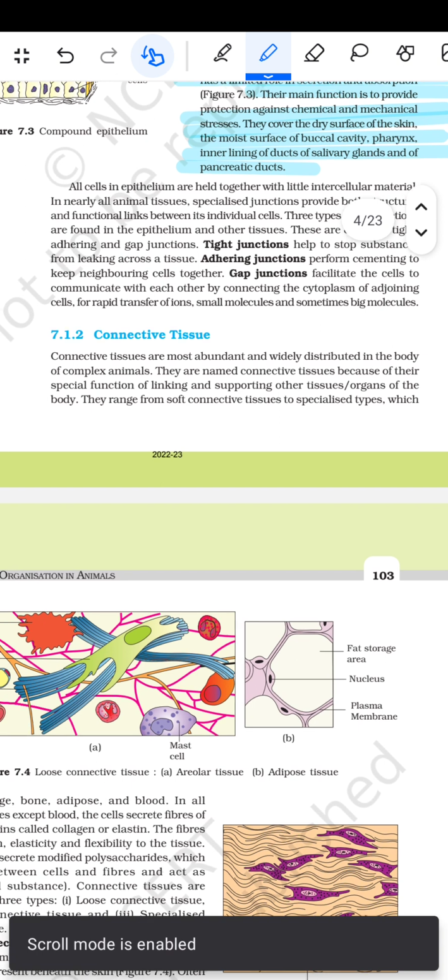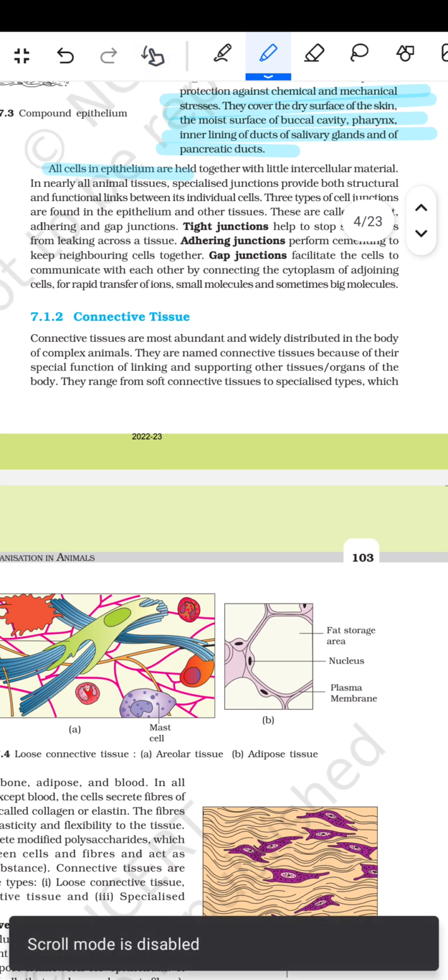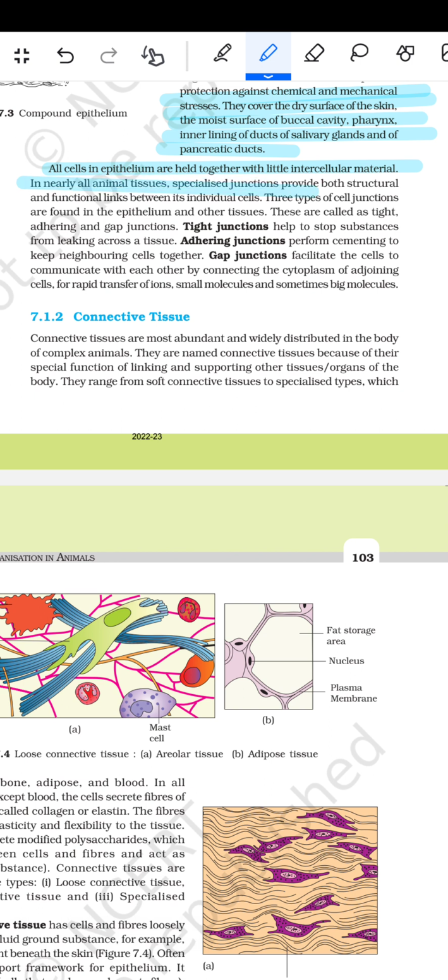Then, all cells in the epithelium are held together with a little intercellular material. In nearly all animal tissues, junctions provide both structural and functional links between individual cells. Three types of cell junctions are found in the epithelium and adult tissue. These are called the tight, adhering, and gap junctions.